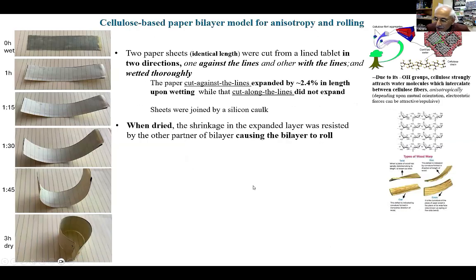Now we wanted to test this hypothesis a little bit further with a very crude looking model here, which is a cellulose-based paper bilayer model. The only resemblance between this model and the leaf would be just the cellulose part, which is, of course, what the cell walls are made up of. Otherwise, there is no other similarity.